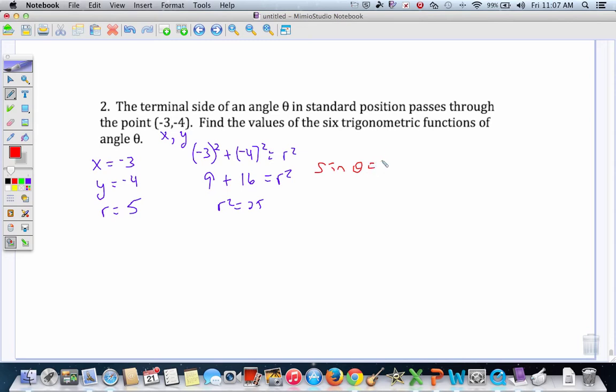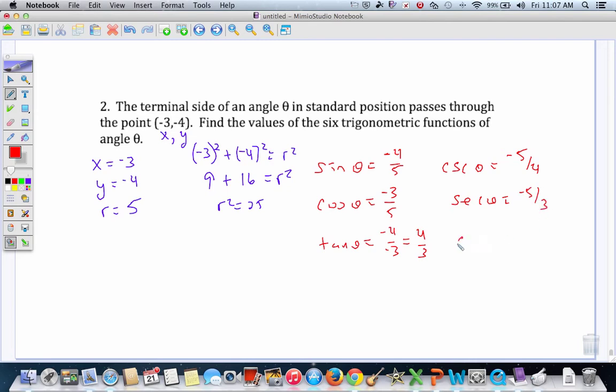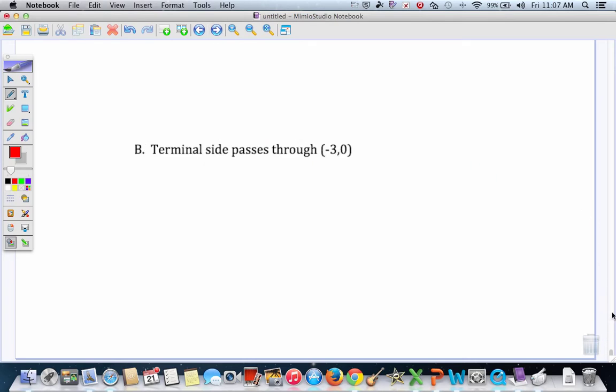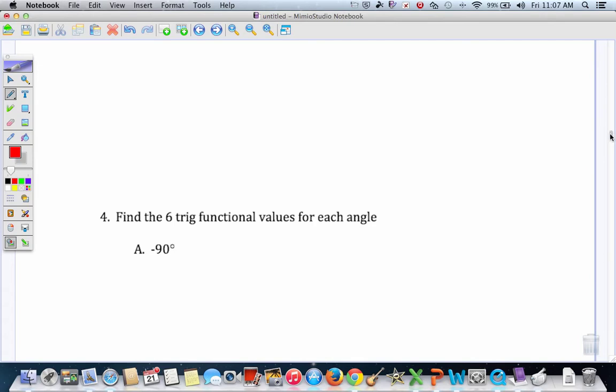And now we can come up with our 6 trig functions. Sine, once again, is y over r, or -4/5. Cosine is x over r, or -3/5. Tangent is y over x, -4 over -3, or a +4/3. Cosecant is reciprocal of sine, so it's -5/4. Secant is reciprocal of cosine, -5/3. And cotangent reciprocal of tangent, which is 3/4. All right, so there's our 6 trig functions.